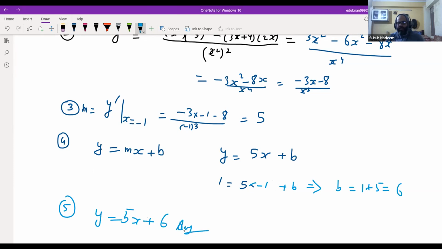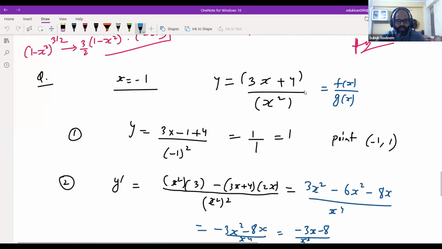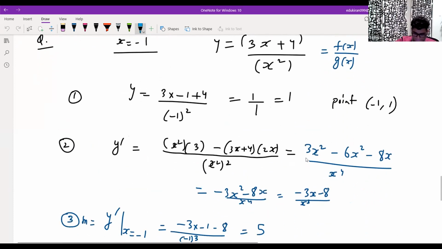These are the steps which we used to do. And here the only thing was that while differentiating, you have to apply the quotient rule, f(x) by g(x), which is what we have used now. Rest of the steps are the same as we were doing earlier.